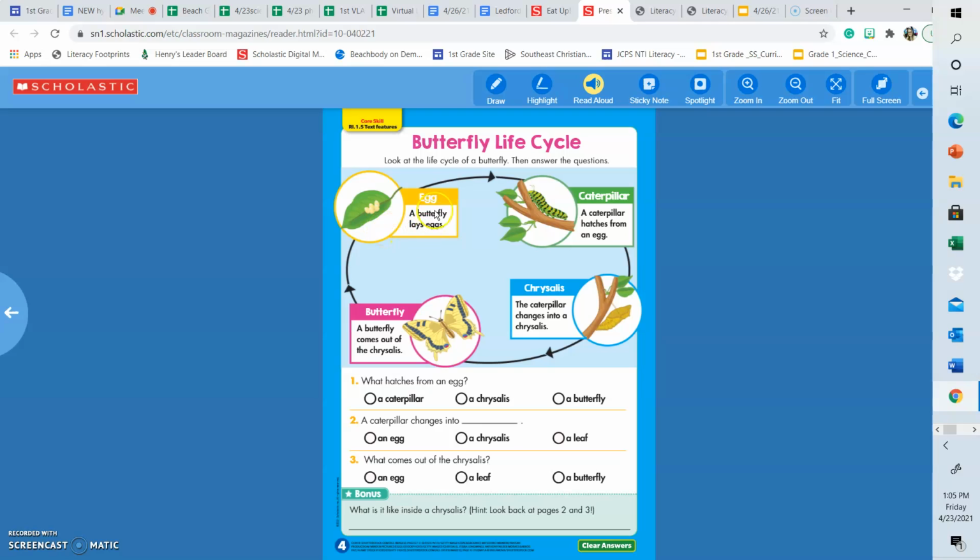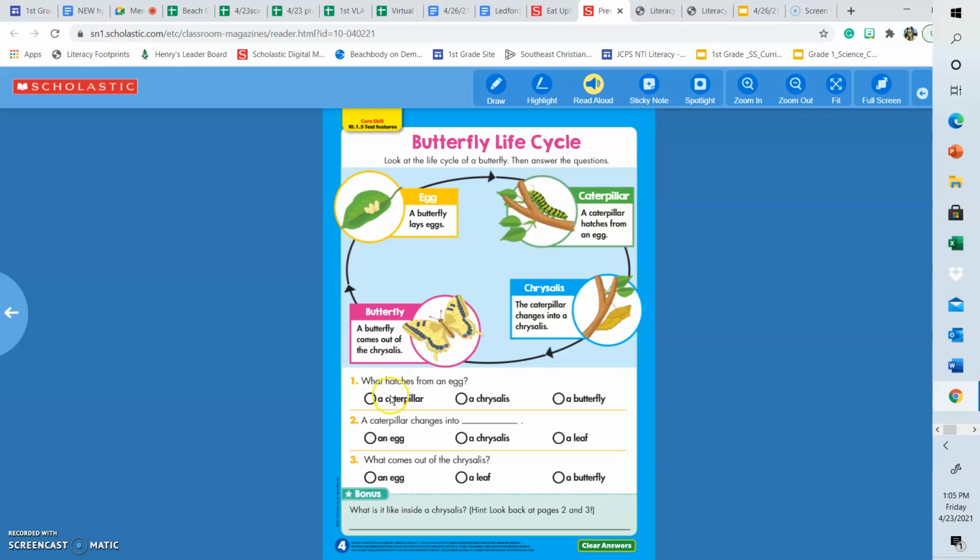It starts as an egg. A butterfly lays eggs. So here are the eggs that the butterfly laid on the leaf. And then we have a caterpillar. A caterpillar hatches from an egg. And then the caterpillar goes into its chrysalis. The caterpillar changes into a chrysalis. And after that, we have a butterfly. And a butterfly comes out of the chrysalis.